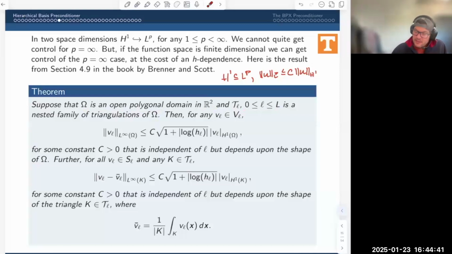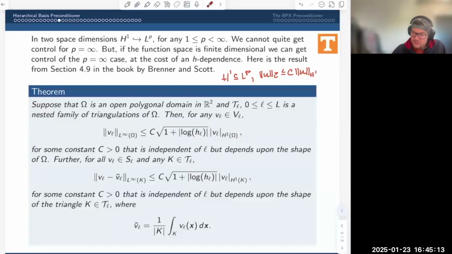Then for any VL in capital VL, I can control the L infinity norm of VL by the H1 semi-norm of VL, but I have to pay the price of some sort of logarithmic dependence on H, okay? Some dependence on L, and that dependence on L comes through the logarithmic dependence on HL. All right, so this is a rather famous and well-known result. I'm not going to try to prove it because it's complicated.